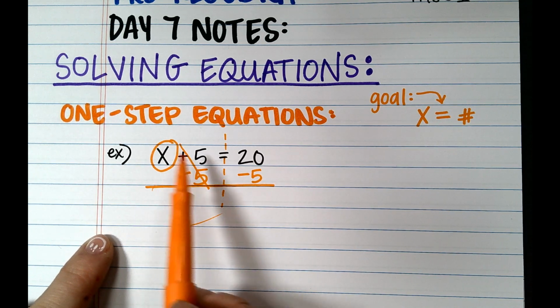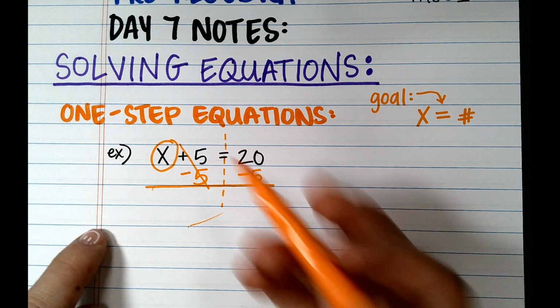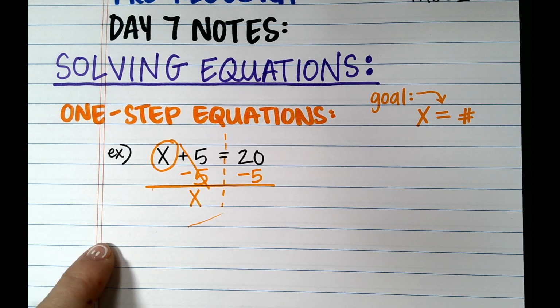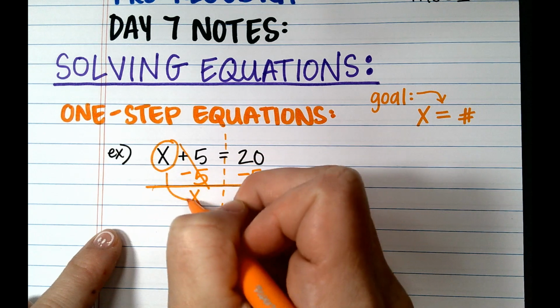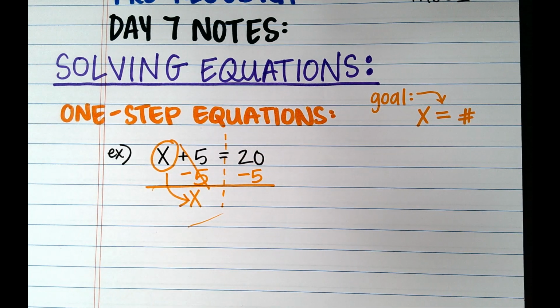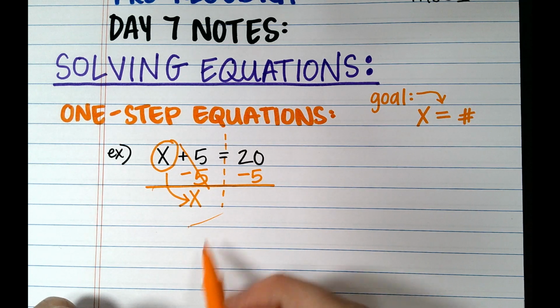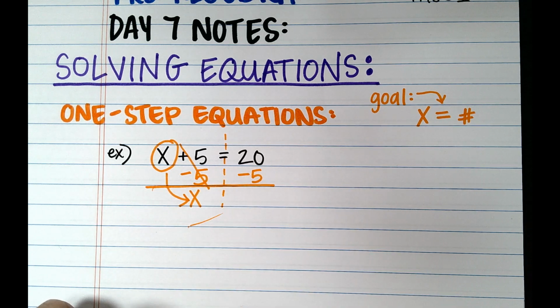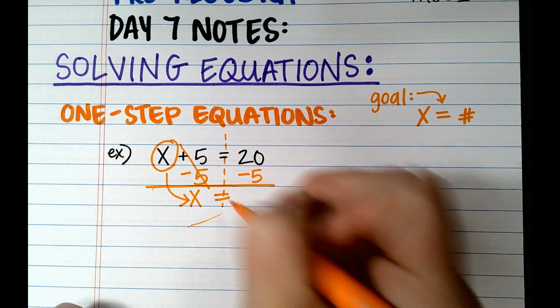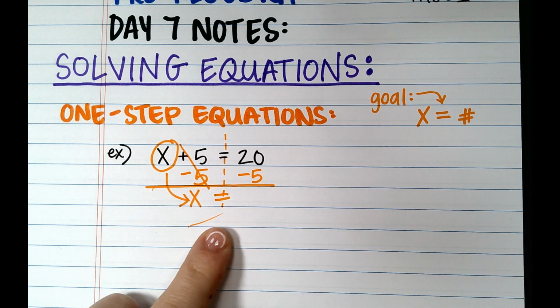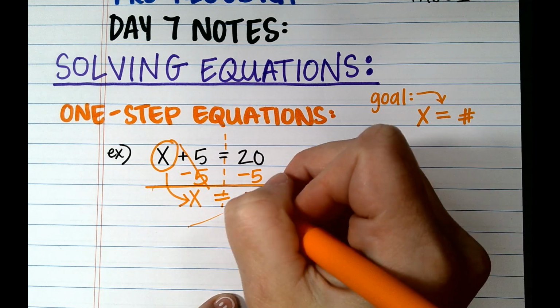What do I have left over here? That's x. Just x. So bring it down under the 5. So I kind of moved it over. So I have x equals, at that point, 15.